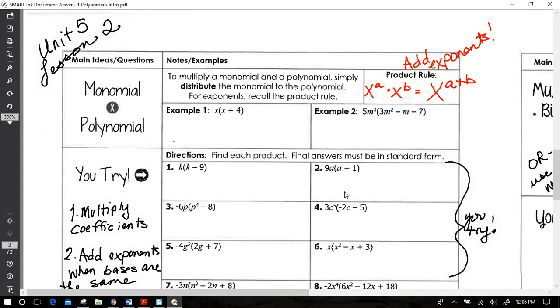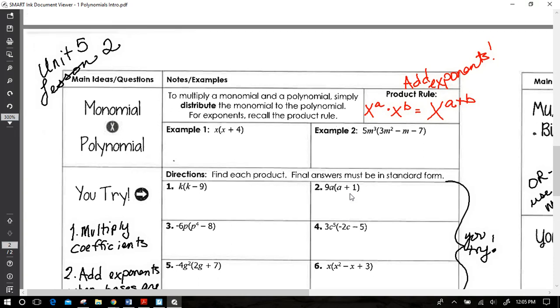So let's talk about what today's lesson is about. The last lesson was all adding and subtracting polynomials. Today is going to be multiplying polynomials. I'm just going to call them polys for short, okay?